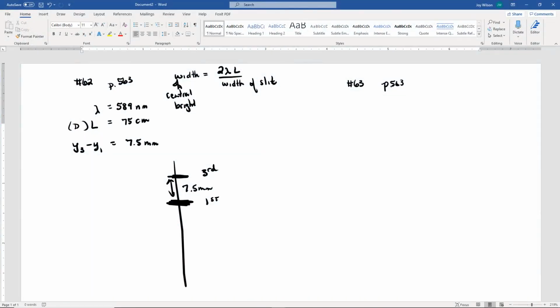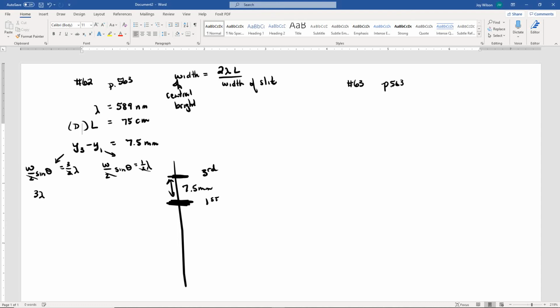So here's what we've got to do. Well, let's see. What is y3 minus y1? y3 would be w over 2 sine theta equals 3/2 lambda. And y1 would be w over 2 sine theta equals 1/2 wavelength. Just trying to figure out what I know and what I can use. And so then the halves cancel out.